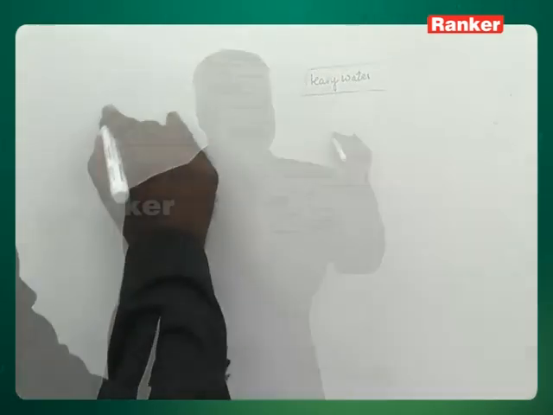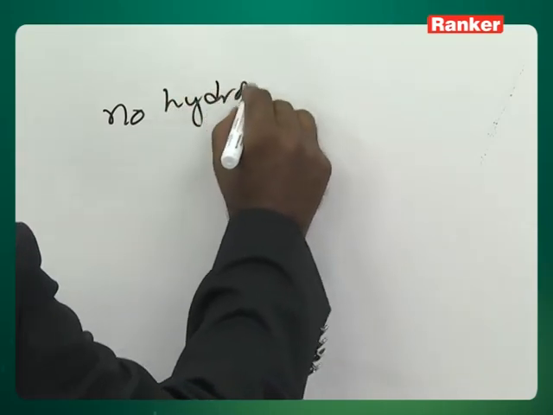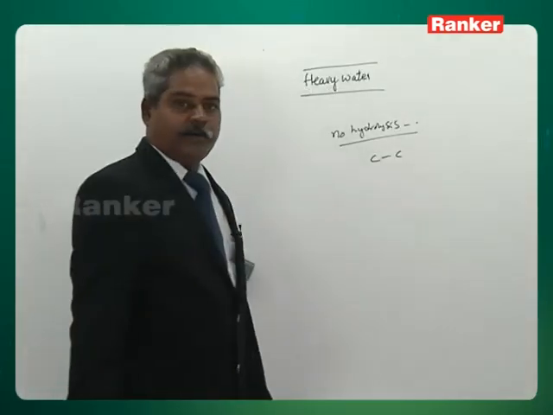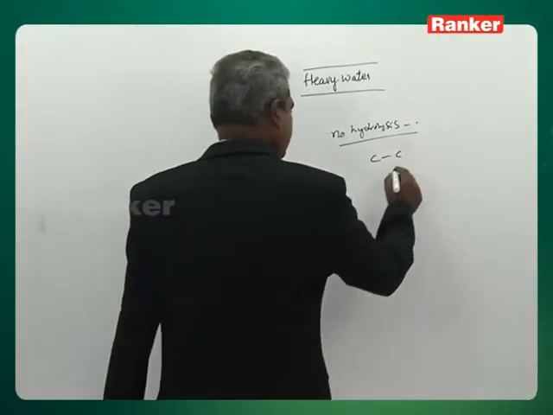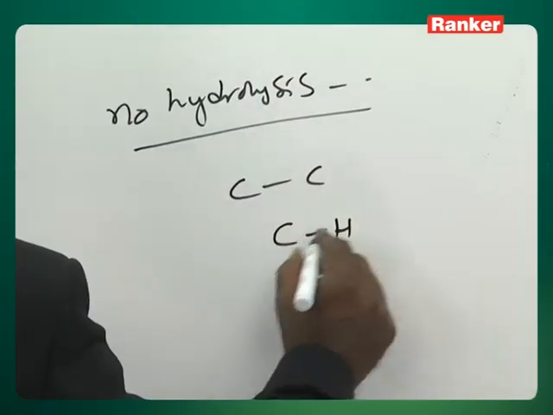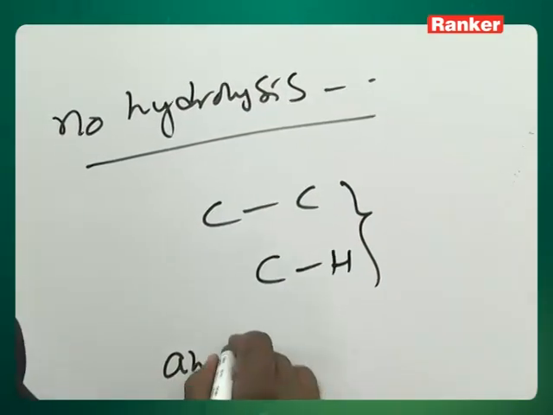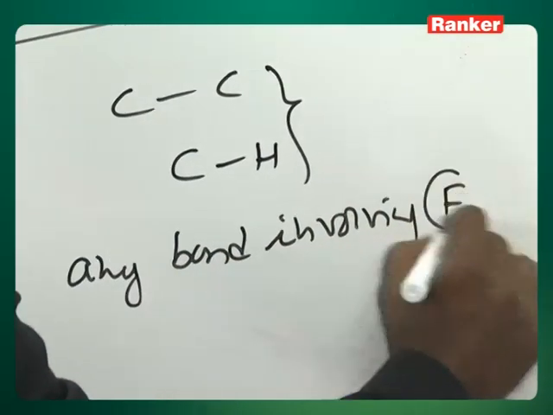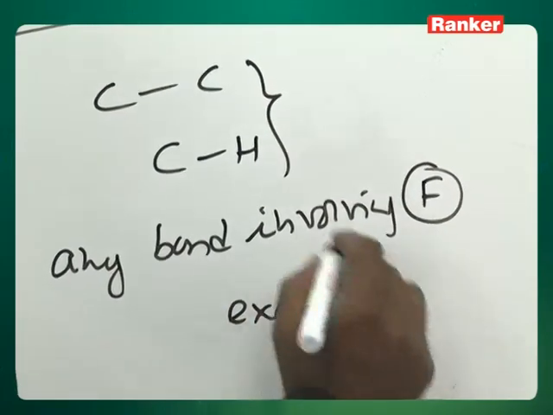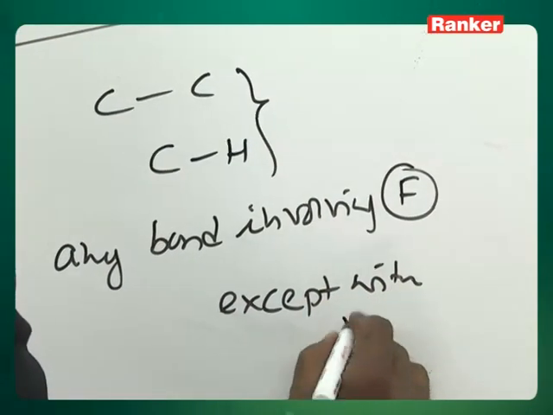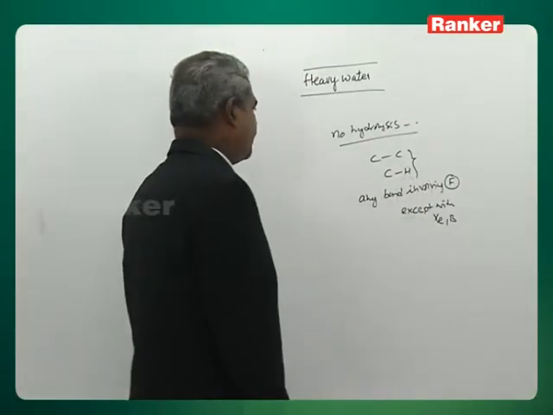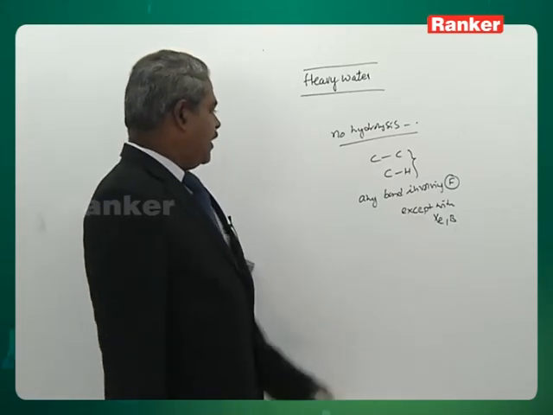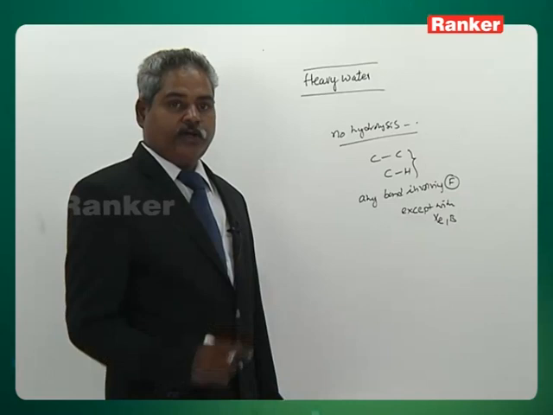And no hydrolysis for carbon-carbon bond. Don't try to break the carbon-carbon bond because it's not polar. Carbon-carbon bond, carbon-hydrogen bond, any bond involving fluorine, except with xenon and boron, means NF3, no hydrolysis. Nitrogen-fluorine, no hydrolysis. Xenon fluorine and hydrolysis of xenon fluorides we have to learn separately.